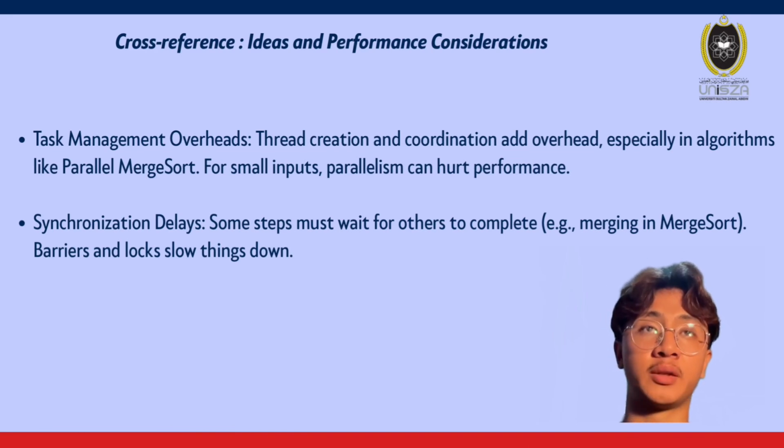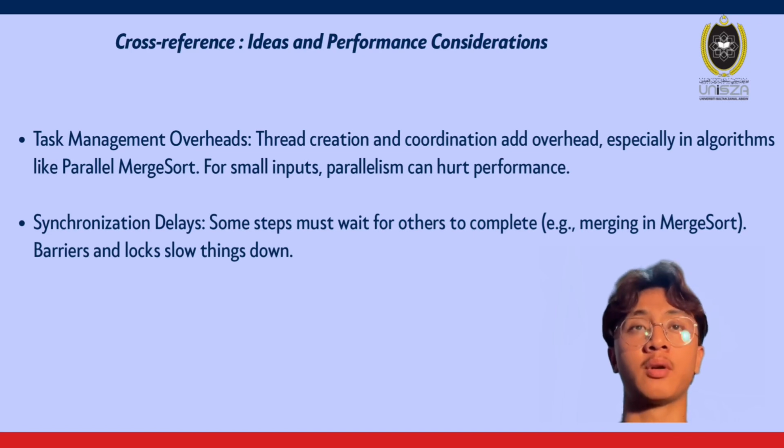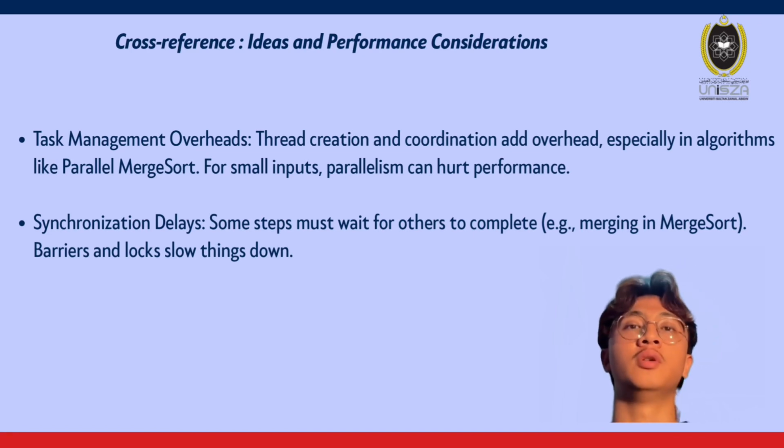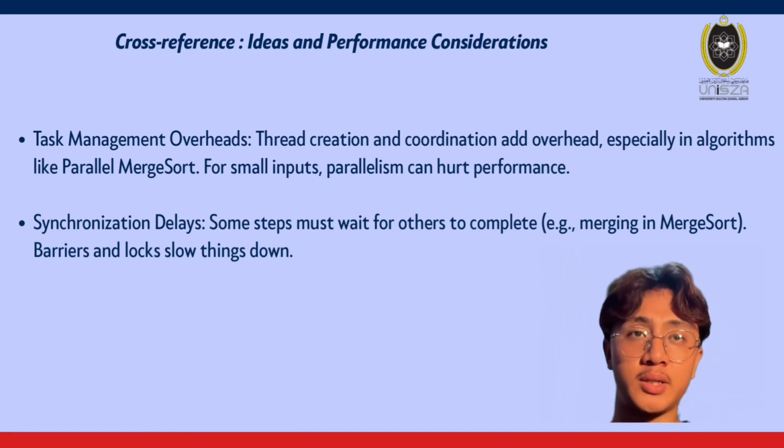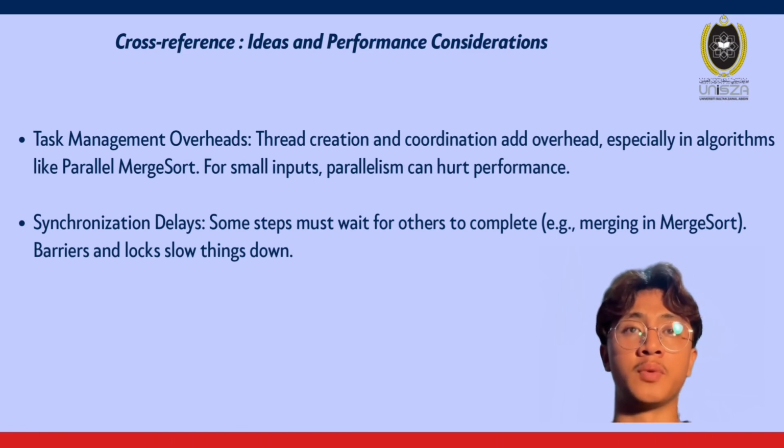So these are the factors that often reduce actual speed up compared to the ideal. First of all, we have task management overheads. Thread creation and coordination add overhead, especially in algorithms like parallel merge sort. For small inputs, parallelism can hurt performance.